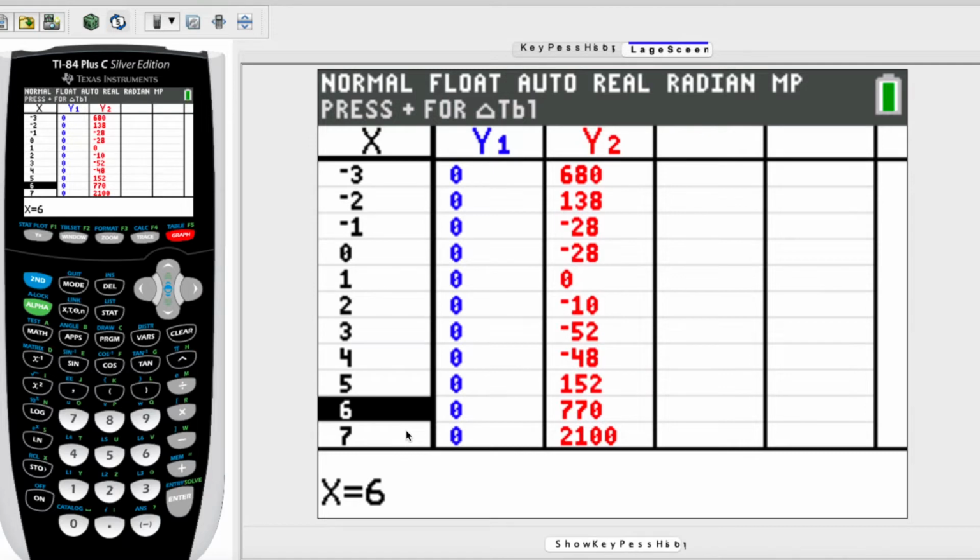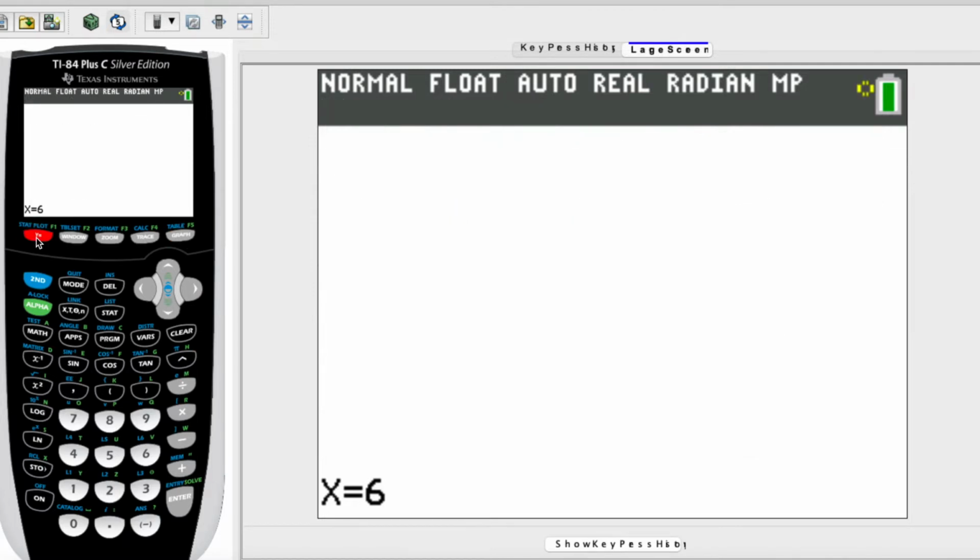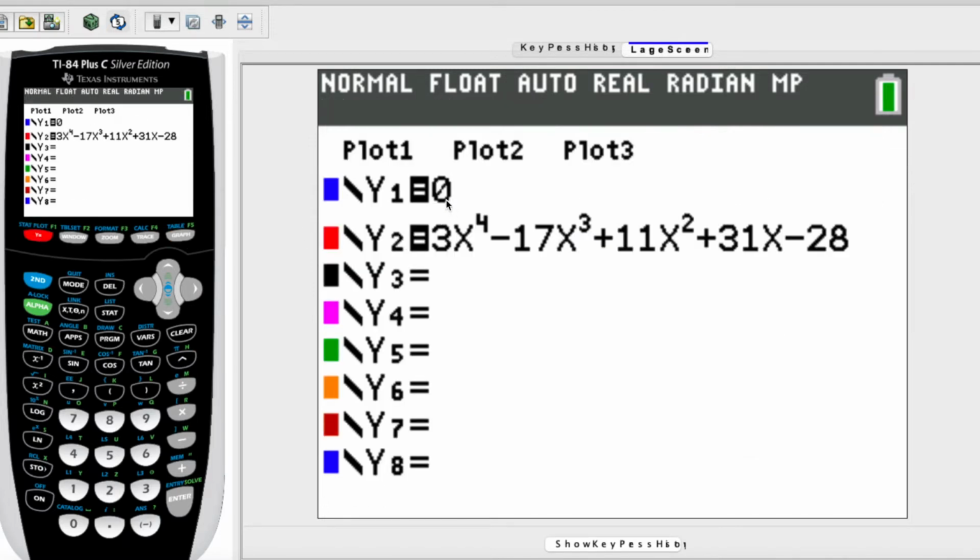Okay, so let's go back to y equals. So the reason that I put y equals 0 in one row and then the polynomial in another row is I want to find where they intersect.